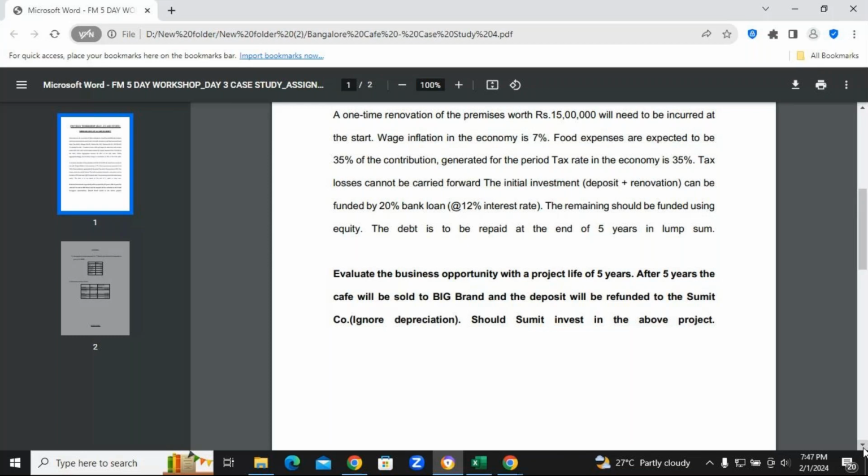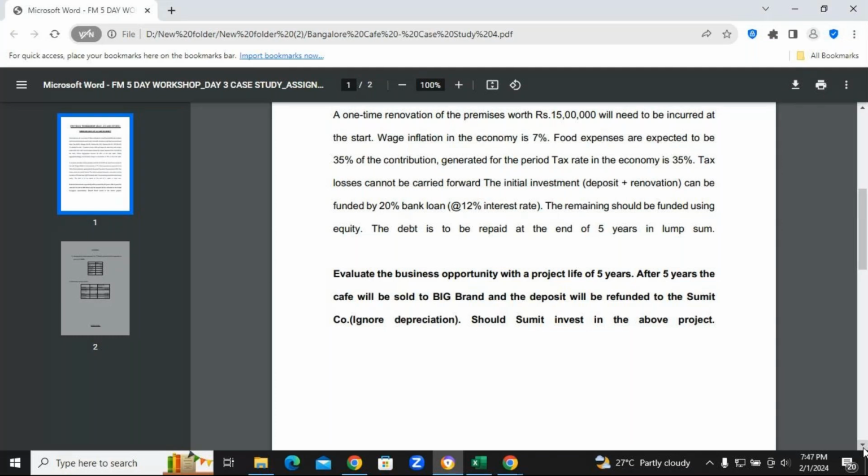Whatever deposit he has paid, once he makes the sale to some other person, it will be refunded to him. Ignore the depreciation. Now, should Sumit invest in this above project? So I need to calculate the IRR, that is the internal rate of return.